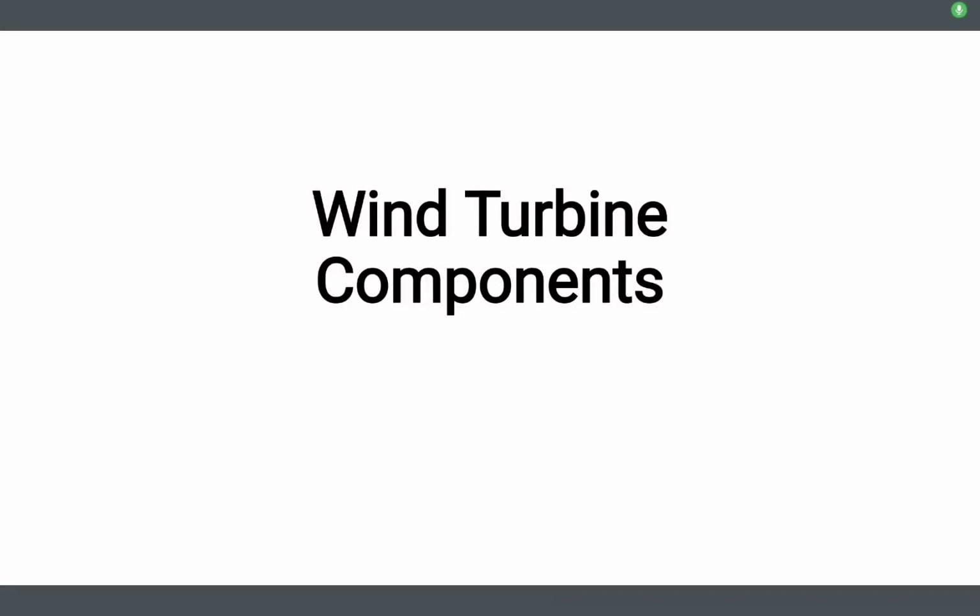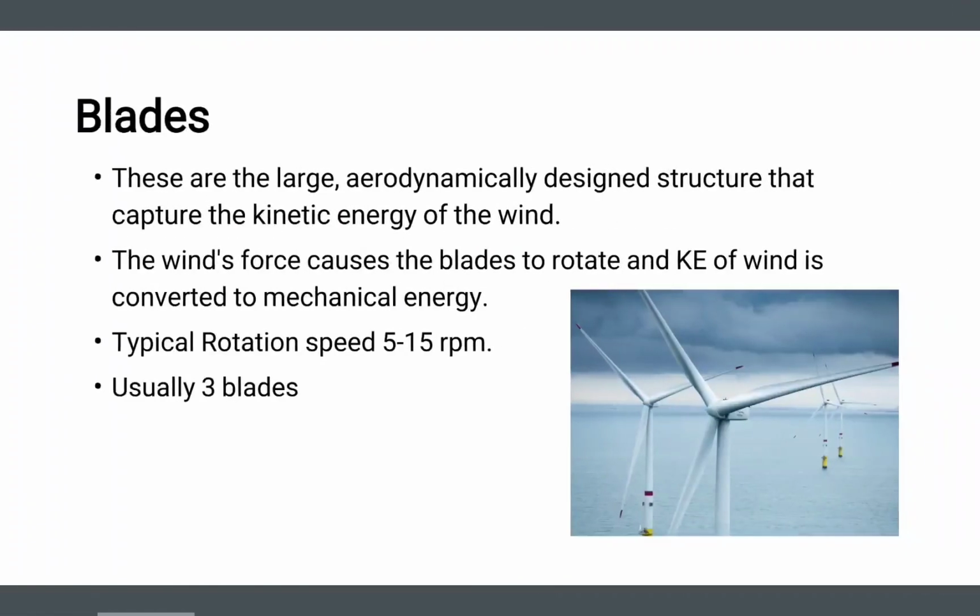In this video, we will have a look at the components of a wind turbine. First important components are blades. As you know, wind turbines convert the kinetic energy of wind into electrical energy. But in the first step, this kinetic energy is converted into mechanical energy, and then this mechanical energy goes into electrical energy. So blades are the large aerodynamically designed structure that capture the kinetic energy of the wind.